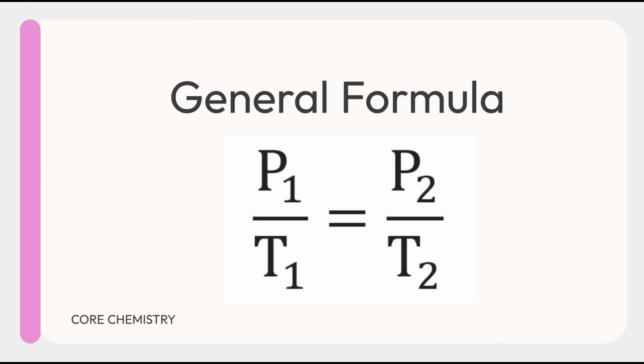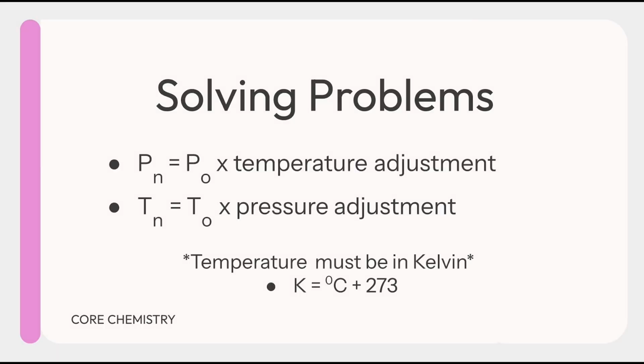The general formula for Gay-Lussac's law is the initial pressure of a gas divided by its initial temperature equals the final pressure of a gas divided by its final temperature. When you are solving problems or equations relating to Gay-Lussac's law, you will need to understand these formulas and keep in mind that when working with temperature, the units always need to be in Kelvin. To better explain these formulas, I'm going to provide an example problem as a visual.